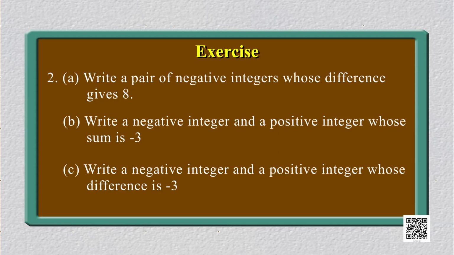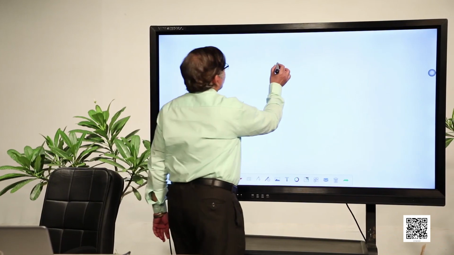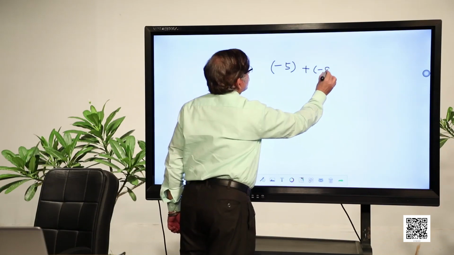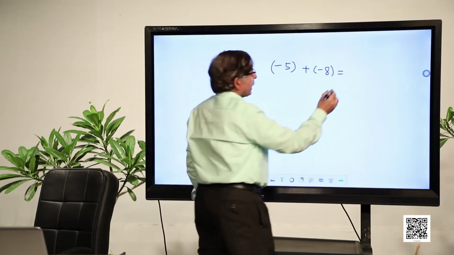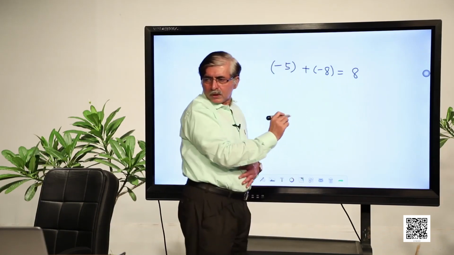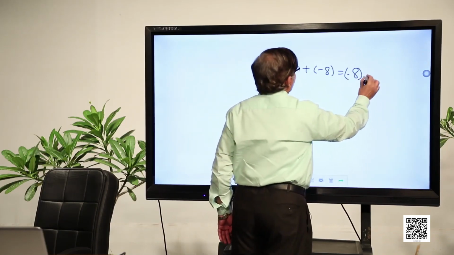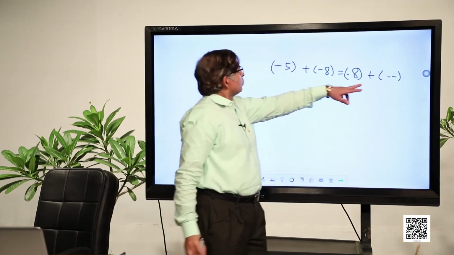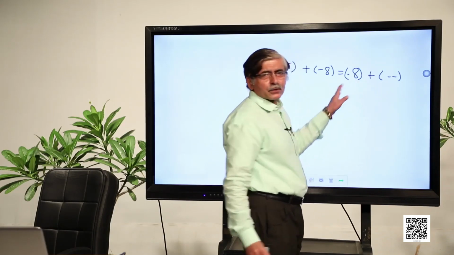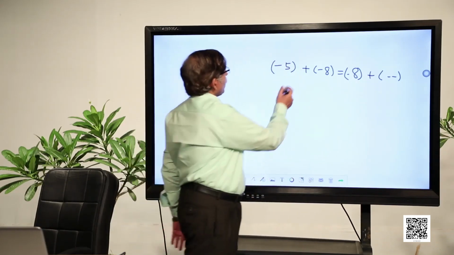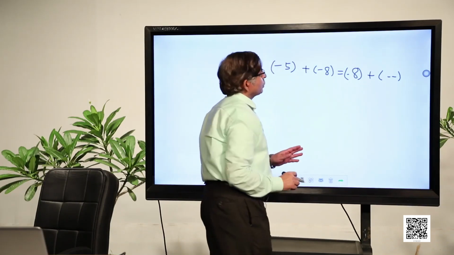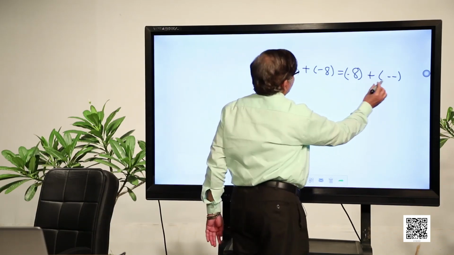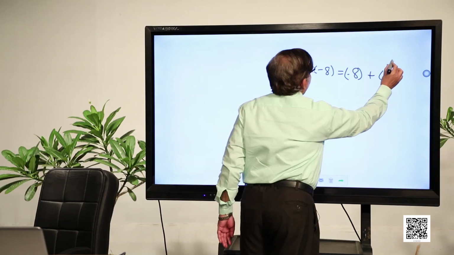Now, we will see fill in the blanks. One question is like minus 5 plus minus 8 equals 8 plus blank plus minus 8. Here we have to find the number by which these two sides will be equal. By our observation we can see that we have minus 5 plus minus 8, so here we have minus 8. So, the answer will be minus 5, right.